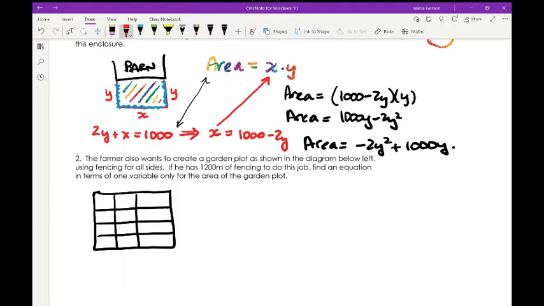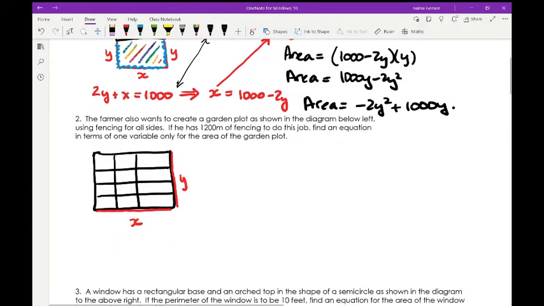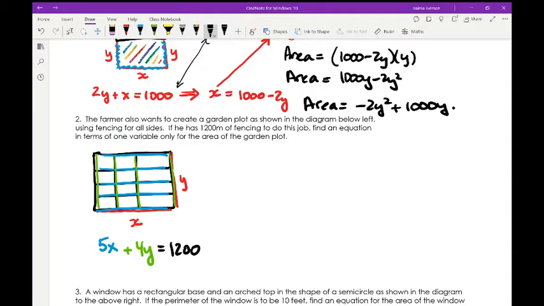My whole idea of this question is that we're dealing with area, and area is length times width. So it's this length along here, which I'm going to call x, and this length along here, which I'm going to call y. My given information is that with 1,200 meters of fencing, for x's I've got 1, 2, 3, 4, 5 of them in this particular one. And for y's, I've got 1, 2, 3, 4 lengths that are the length of y. And together, those things are going to make 1,200 meters of fencing. So that's my given information.